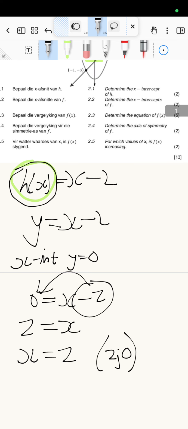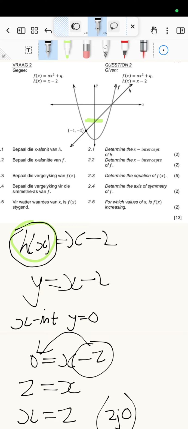Okay, so let's go back to the picture. 2 and 0, that is going to be over there. Then the next part, 2.2, they want the x-intercepts of f. F is the parabola, right? So f over here, this is the parabola. How do you know that? Well, you can see that over there. You can also see that the x is squared, so it is quadratic. It's your parabola. How are you going to find that?